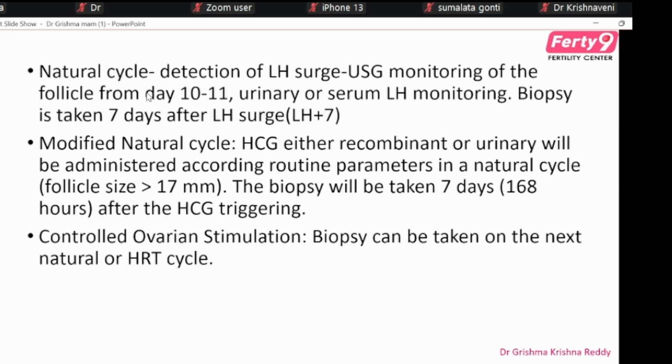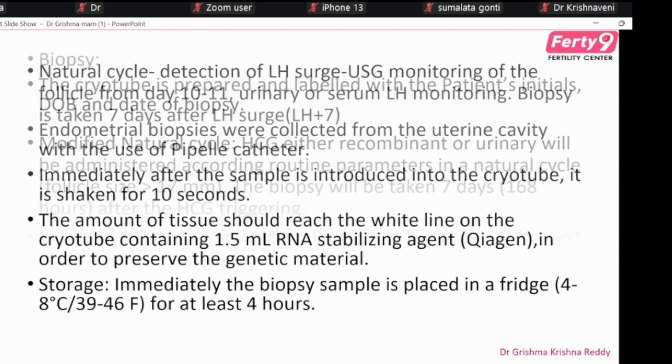In a natural cycle, how we calculate is detection of the LH surge, that is ultrasound monitoring from day 10 to day 11. Then the biopsy is taken 7 days after the LH surge. If we are doing a modified natural cycle, then give HCG, either recombinant or urinary, whenever the follicle size is more than 17 mm, and the biopsy will be taken 7 days after giving the trigger injection. Whenever we are doing a stimulated cycle, the biopsy can be taken in the next natural or HRT cycle.